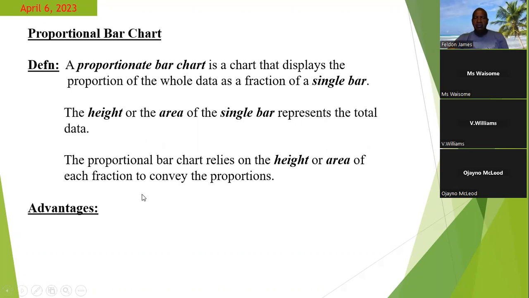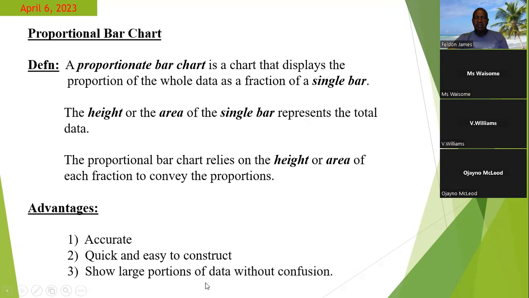The advantages of the use of this chart: it is very accurate, it is quick and easy to construct, it shows large portion of the data without confusion. Now, the pie chart would have had the same advantages too, except for when you have too much portions to represent on the pie chart, it becomes clustered. So that would have been a disadvantage. And it becomes harder to construct, less accurate, and the representation of the data wouldn't be so clear.